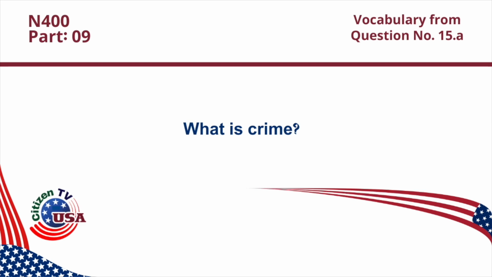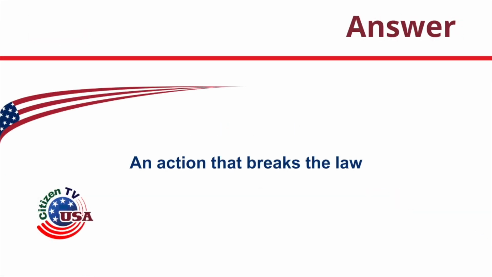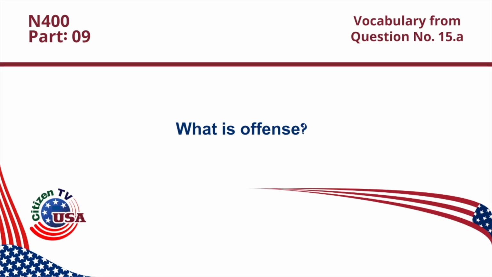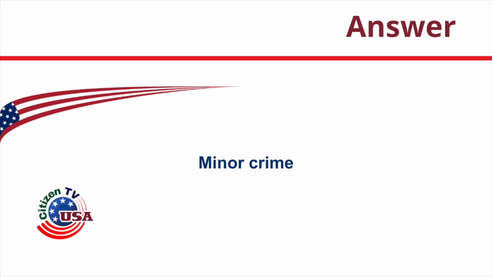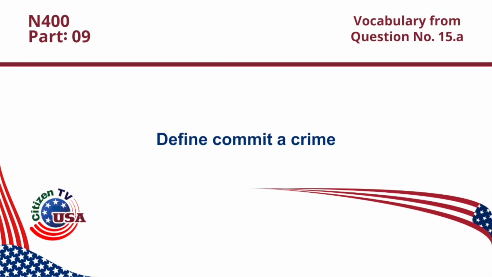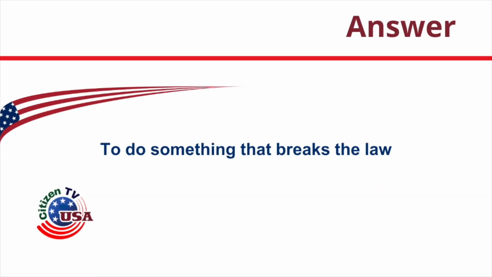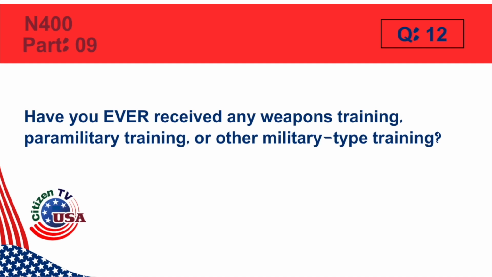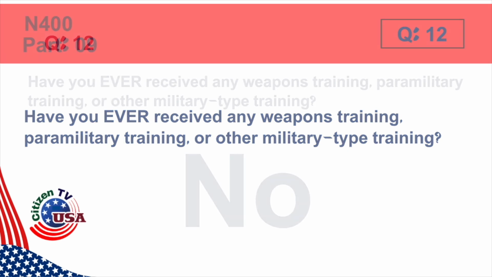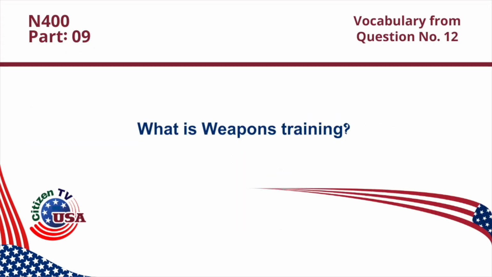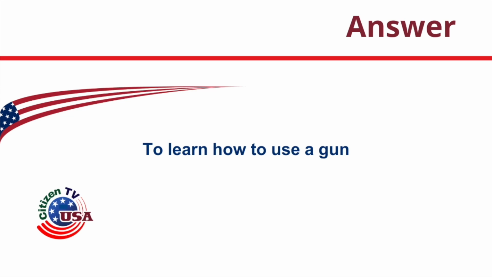What is crime? An action that breaks the law. What is offense? Minor crime. Define commit a crime. To do something that breaks the law. Have you ever received any weapons training, paramilitary training, or other military-type training? No. What is weapons training? To learn how to use a gun.